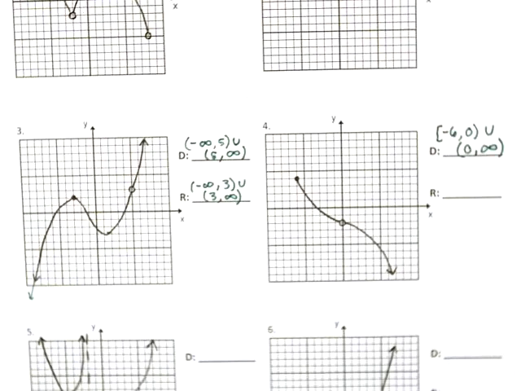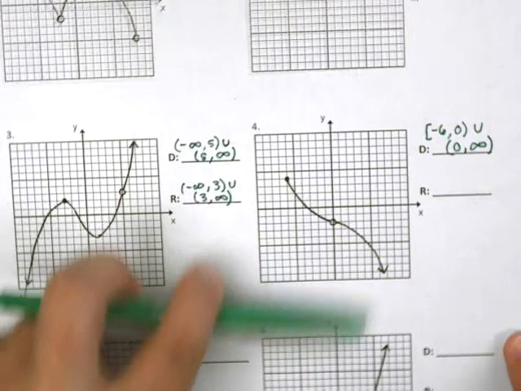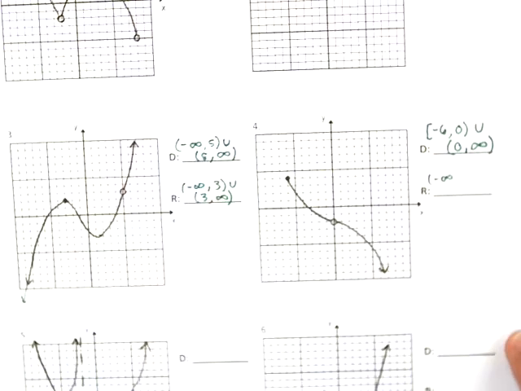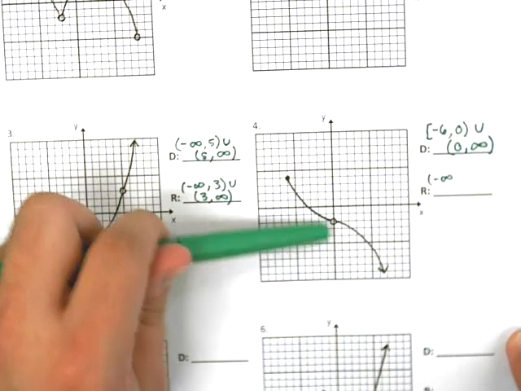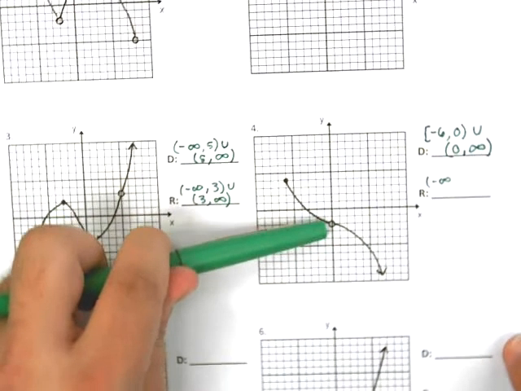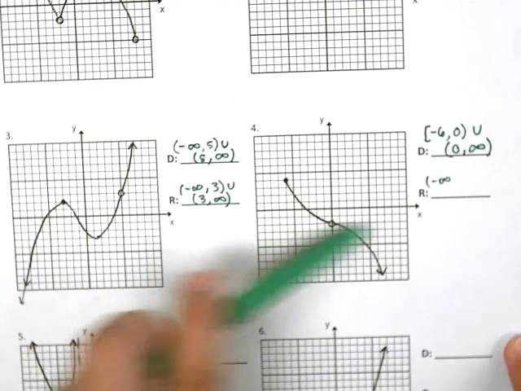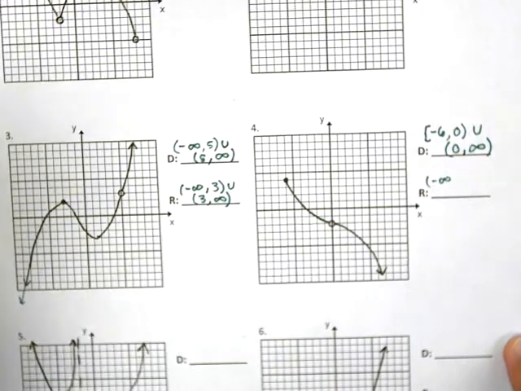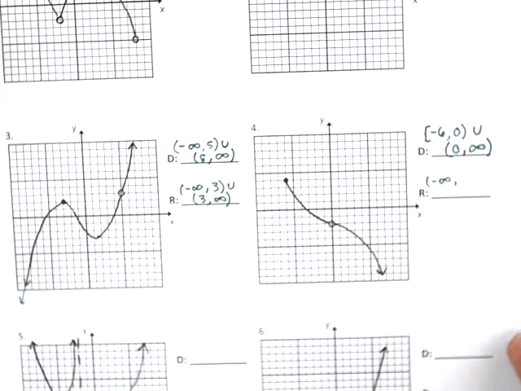How about range? Start down here. Ooh, okay. It's going down forever, so we know that we can start at negative infinity. And as we come up, up, up, okay, we have another hole at y equals negative 2, and there's nowhere else on this function where y is equal to negative 2. So we have to include that hole in our interval notation, right?